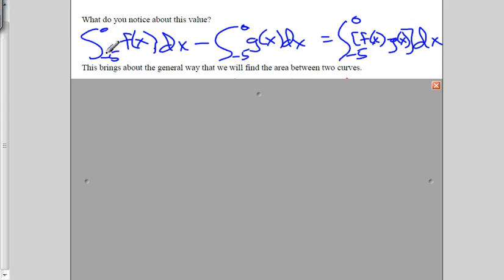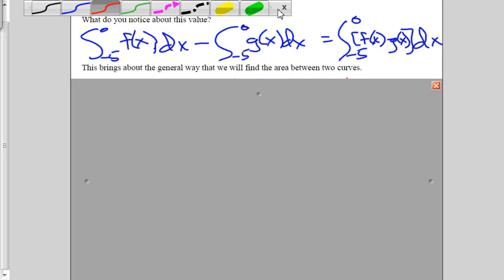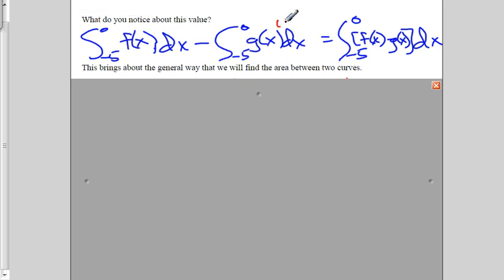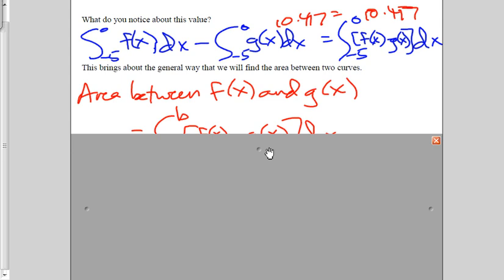So what do we notice about this? The integral from negative 5 to 0 of f of x dx minus the separate integral from negative 5 to 0 of g of x dx, which we found to be 10.417 on the left side, is going to be equal to the integral from negative 5 to 0 of the difference of the two functions. So we found this to be 10.417. So the same thing. So what does this bring about?